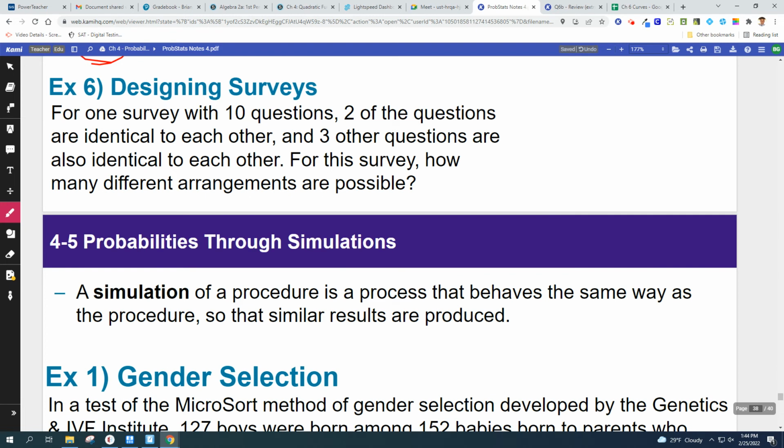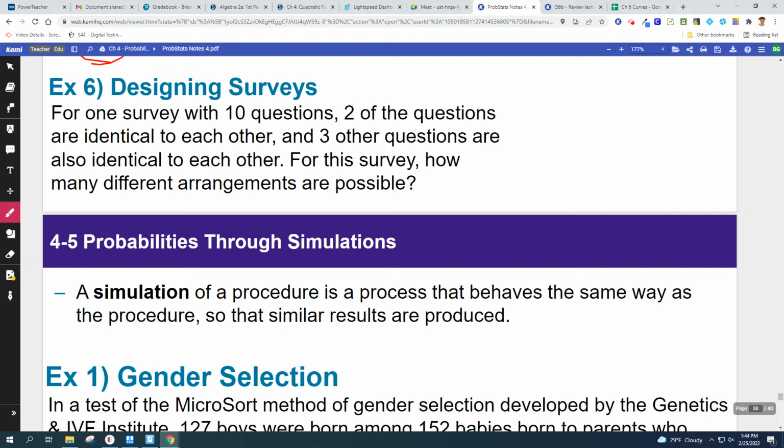Number 6, designing surveys. For one survey with 10 questions, 2 of the questions are identical to each other and 3 other questions are also identical to each other. For this survey, how many different arrangements are possible? Seems like a tough question. I remember when I was in college, I had a similar question on a test, and I still remember that question. I missed it. It was like fruit in a basket or something like that. I wish I had thought to make it into the Mississippi question, because that's all this is.